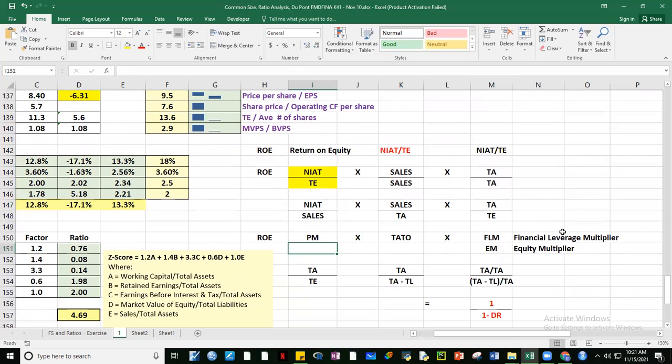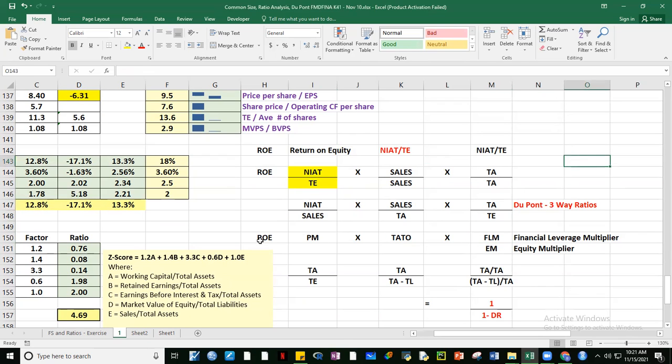Okay, so this is what we call, guys, the DuPont three-way ratios, no? There's a five-way also, but we're not going to look at that. So we're looking at ROE in terms of these ratios. Net income after tax over sales, that's your profit margin. Sales over total assets, that's your TATO. Total assets over total equity is what we call your financial leverage multiplier or equity multiplier.